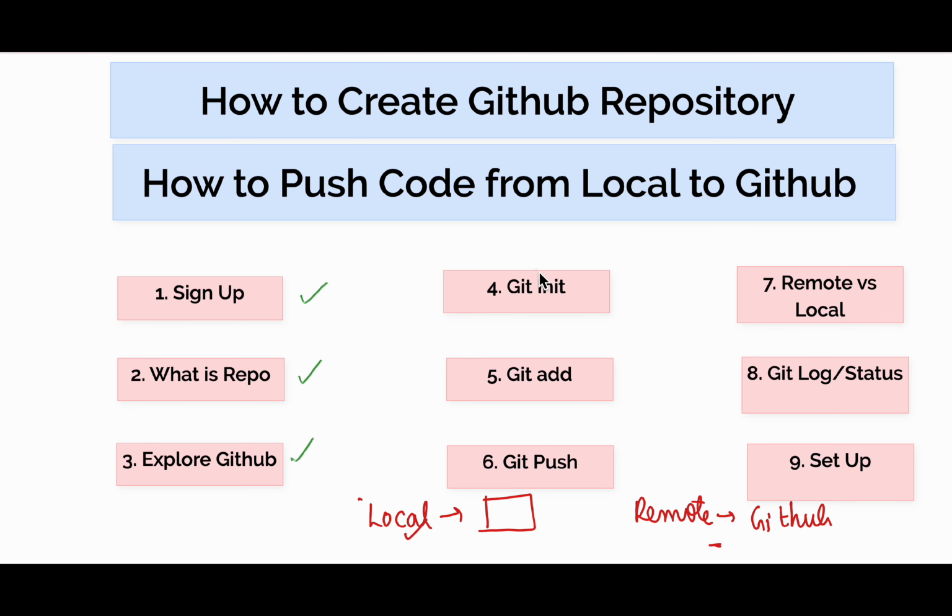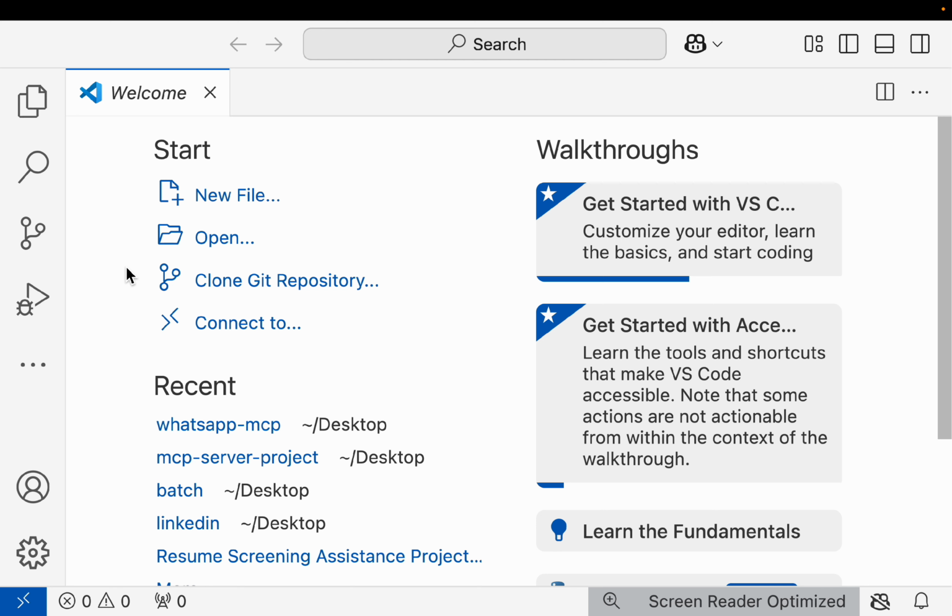Now we are going to see the practical implementation: how you can create a project on VS Code, how you can create a repository inside it, and how you can push those changes to GitHub. So let's start with that. So now I am on my VS Code.